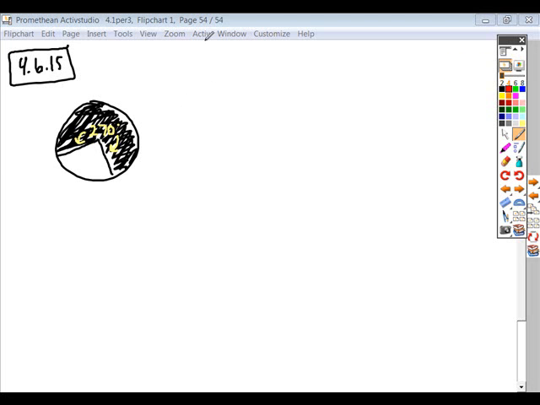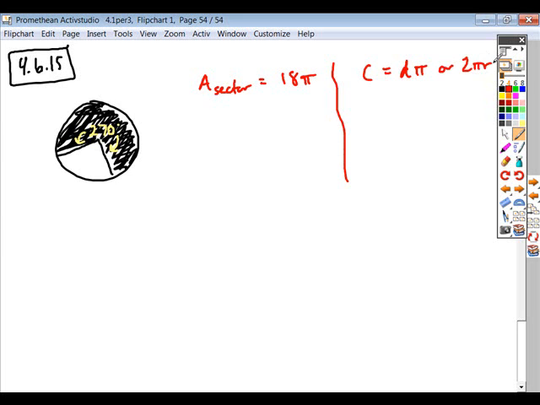All right, so here's the given information for this problem. It tells you that the area of this sector is given as 18 pi. And then it asks you to find the circumference. So we have to look at a different equation, the circumference of the entire circle. So the circumference of a circle is d pi or 2 pi r.